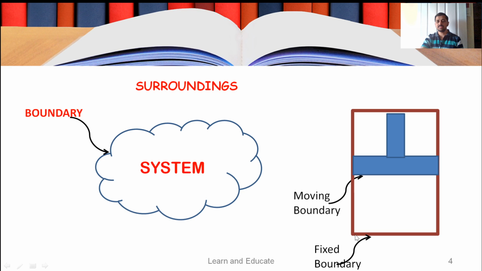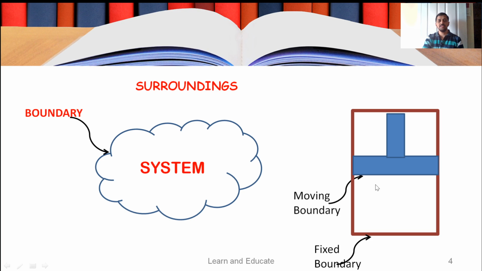This fixed or rigid wall of the cylinder is considered a fixed boundary, but at the same time, depending on the expansion or compression of the gas, the piston could be moved downwards or upwards. So this is a moving boundary. The surface of the piston is a moving boundary. So now we are able to differentiate between a fixed boundary and a moving boundary.